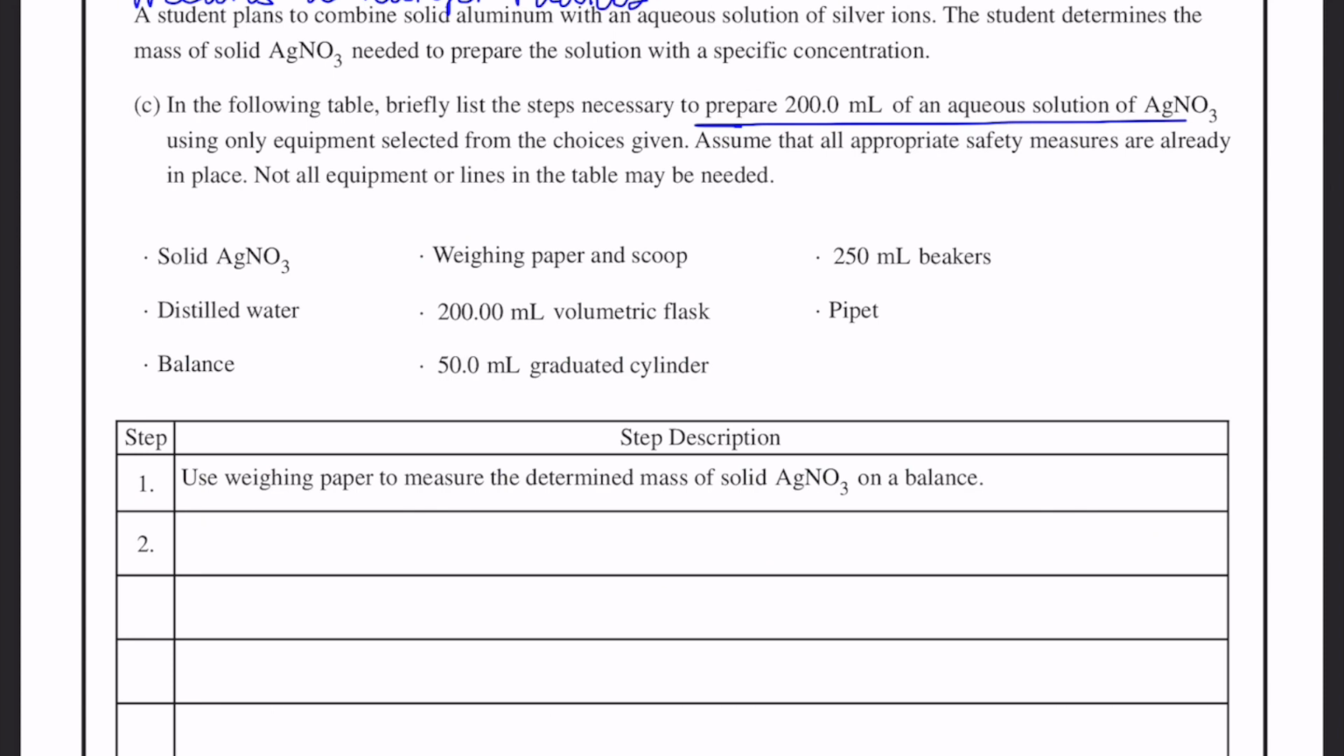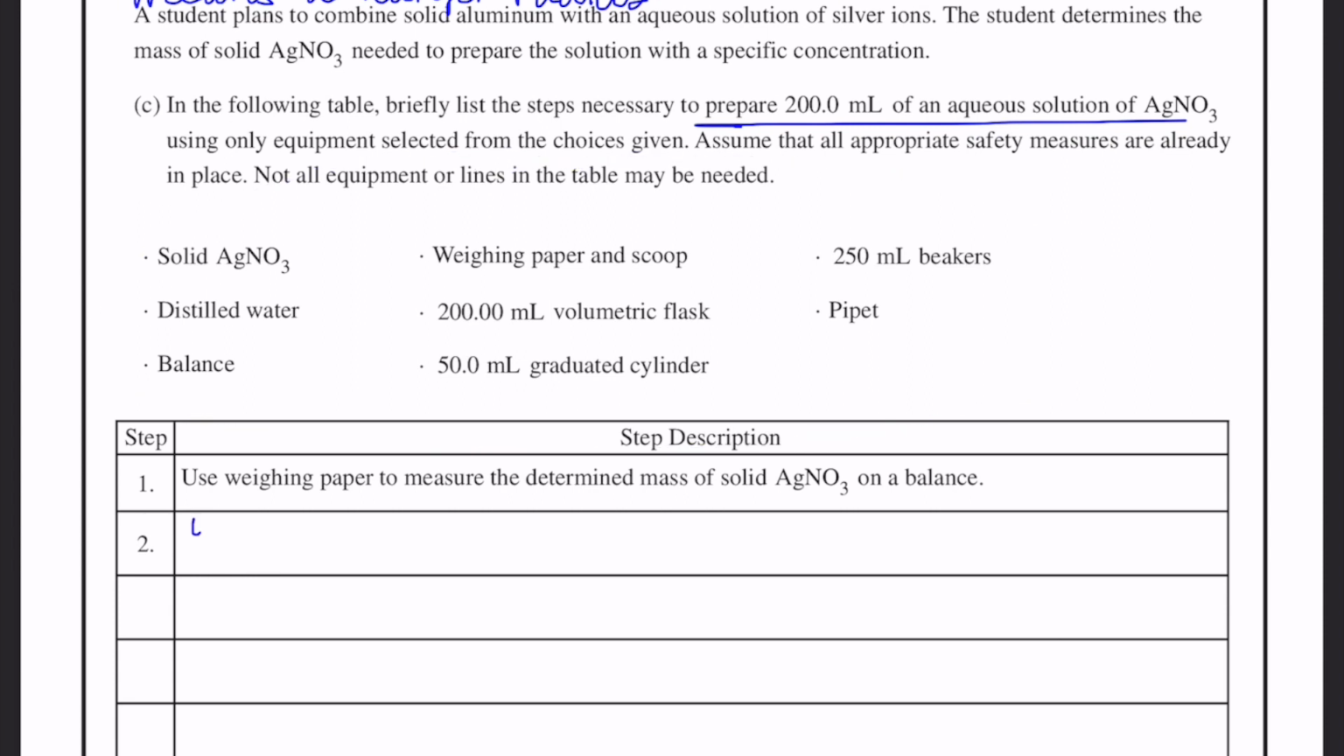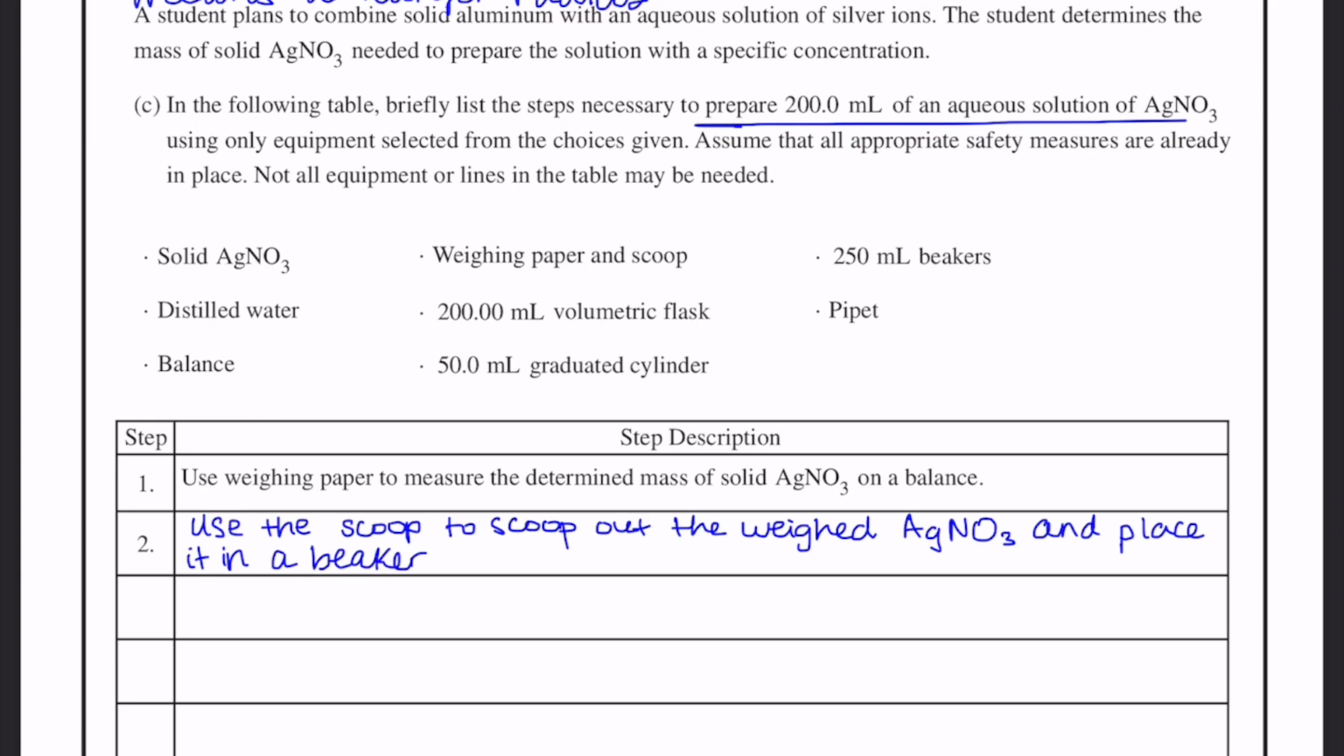Part C now asks about writing a procedure to prepare 200 milliliters of aqueous solution of silver nitrate with the following equipment. First, we're going to use the scoop to scoop out the weighed silver nitrate and then place it in the beaker. So this is taking care of the solute.